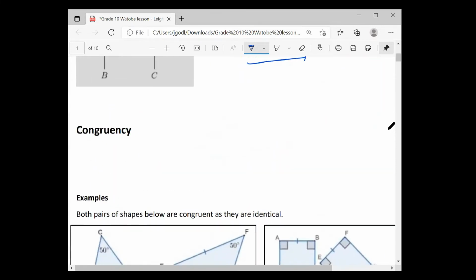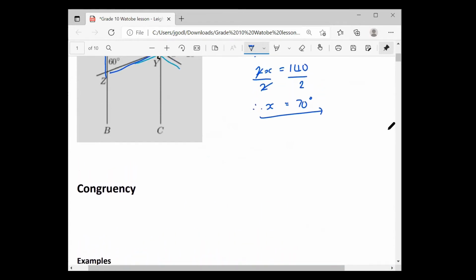Okay, so we're going to be talking about congruency today. Can anyone tell me what it means for two shapes to be congruent to each other, or what the word congruency means? It doesn't have to be a perfect definition. Anything you can tell me about congruency, anything at all.